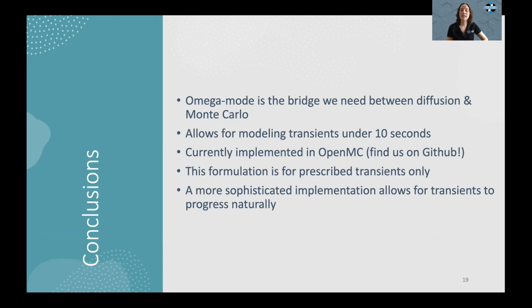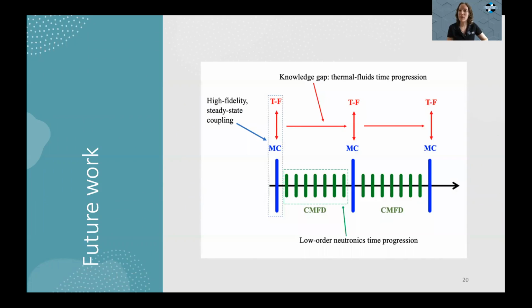But you might have noticed in my example that I prescribed exactly how the water density was going to change. A more sophisticated implementation would allow for the transient to progress naturally, where the feedback between the neutronics and a thermal fluid solver would allow the water density to evolve naturally. This is exactly what I'm doing for my PhD and why I can't graduate right away. I'll be in grad school for about another year answering our remaining questions.